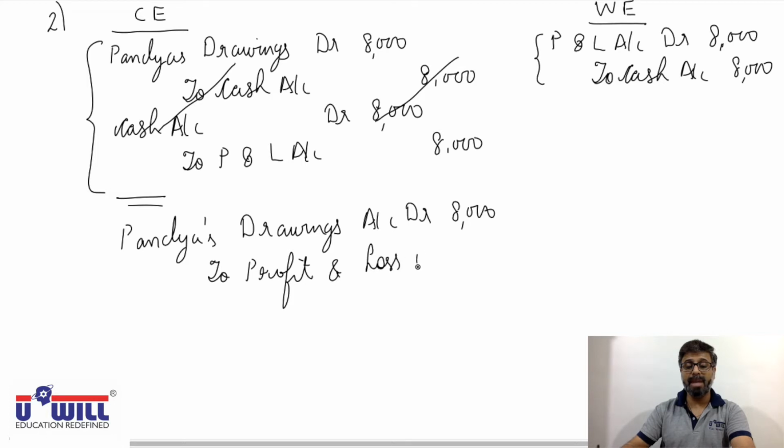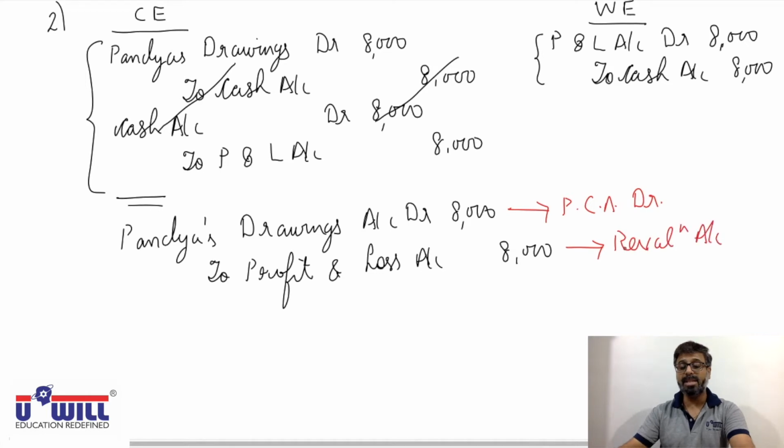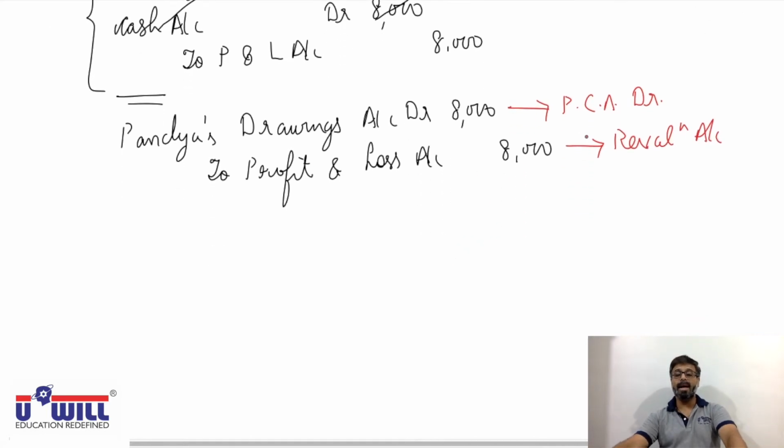Now how will we pass the entry in admission of partner for the same thing? Pandya's drawings account debit means you'll write it in the partner's capital account on debit side, and to profit and loss account means you'll write it in revaluation account on credit side. Means in this chapter the entry would become Pandya's capital account debit to revaluation. I repeat, from this chapter's point of view, the entry will become, instead of Pandya's drawings account debit, Pandya's capital account debit, instead of to profit and loss account, to revaluation account.